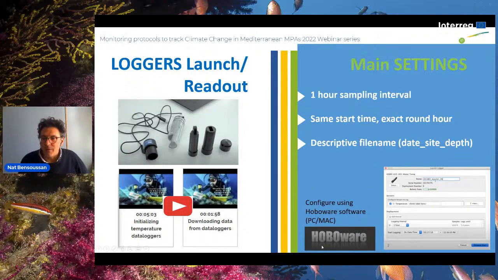For reading out and launching the loggers, you will need a communication interface that you connect to your PC, opening the software. The important settings here are a 1 hour sampling interval, and a start time at an exact round hour. We want all loggers to start and sample at the same time to obtain vertical profiles every hour. And set a descriptive file name, typically using the date, the site, and the depth.